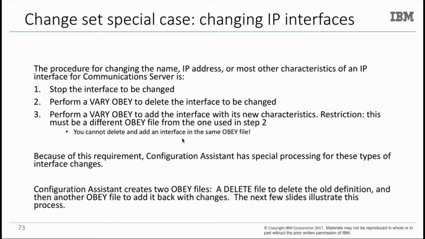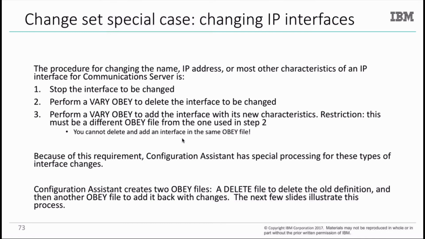All right, there's a special case for change sets that's kind of annoying but worth knowing. This is a COM server restriction, not a Configuration Assistant restriction. When you change an IP interface, you have to delete the old interface and add it as new. If you change the name, IP address, or most characteristics, the procedure is you have to stop the interface to be changed, form a variable obey to delete the interface to be changed, and then form another variable obey to add the new one. And COM server has a restriction. These have to be different obey files. You can't do the delete and the add in the same obey file. Because of this requirement, Configuration Assistant has special processing for these types of interface changes. We create 2 obey files. If you change an interface, we'll create a delete file to delete the old definition, and then another one to add it back.